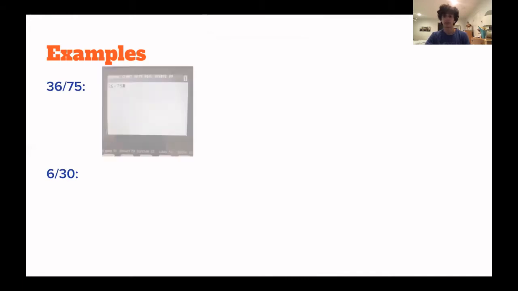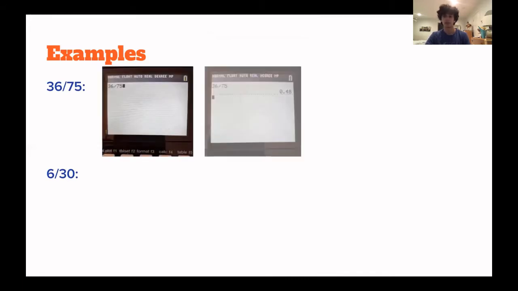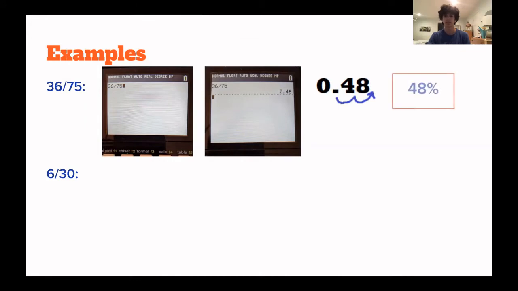As always, the worksheet will be in the description box below, and make sure you have it in front of you. 36 over 75. So first, what we have to do is put 36 over 75 into your calculator, and you get 0.48. Now all we have to do is move the decimal 2 places to the right, and you get your answer, 48%.